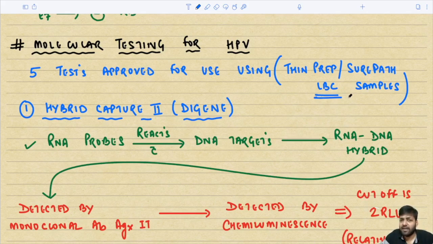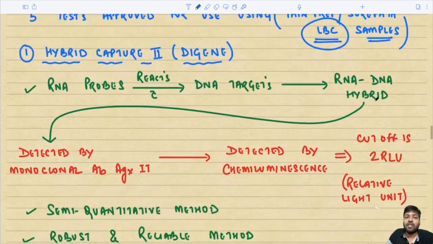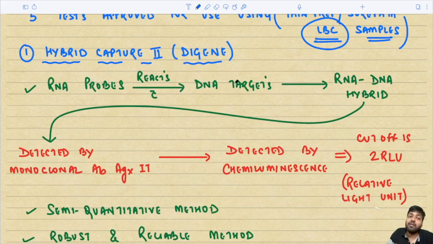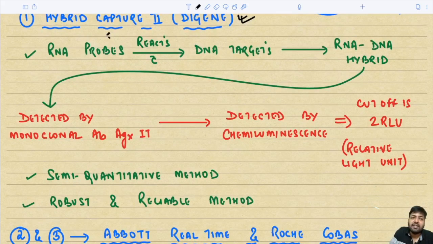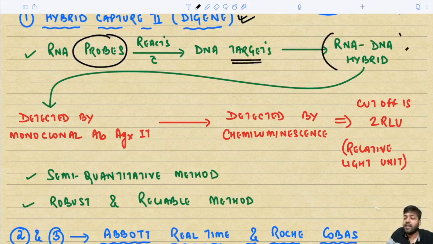Okay, so this is some other discussion, but over here these tests usually accept liquid based cytology samples, and the ThinPrep or SurePath LBC samples are the only ones accepted for carrying out this molecular testing of the HPV. Okay, so the number 1 test that we are going to see, which is one of the most important and most widely used tests, is your Hybrid Capture 2 assay or the Digene test. Now over here we are utilizing certain RNA probes which are reacting with the DNA targets to form an RNA-DNA hybrid.